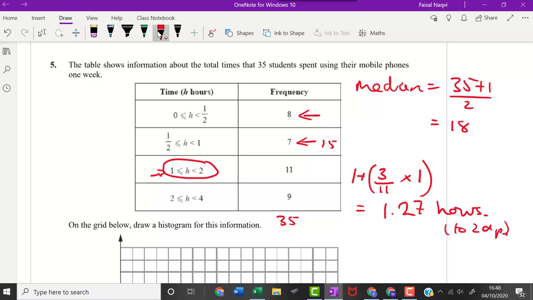And if you need to convert that into hours and minutes, I would just multiply the 0.27 by 60, and that would give me 1 hour and 16 minutes, rounded to the nearest minute.